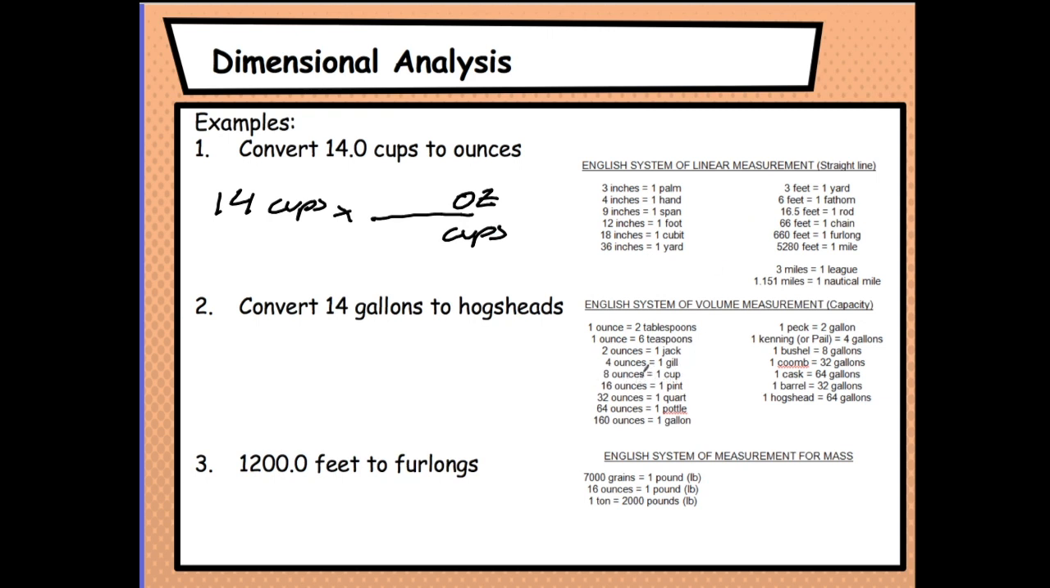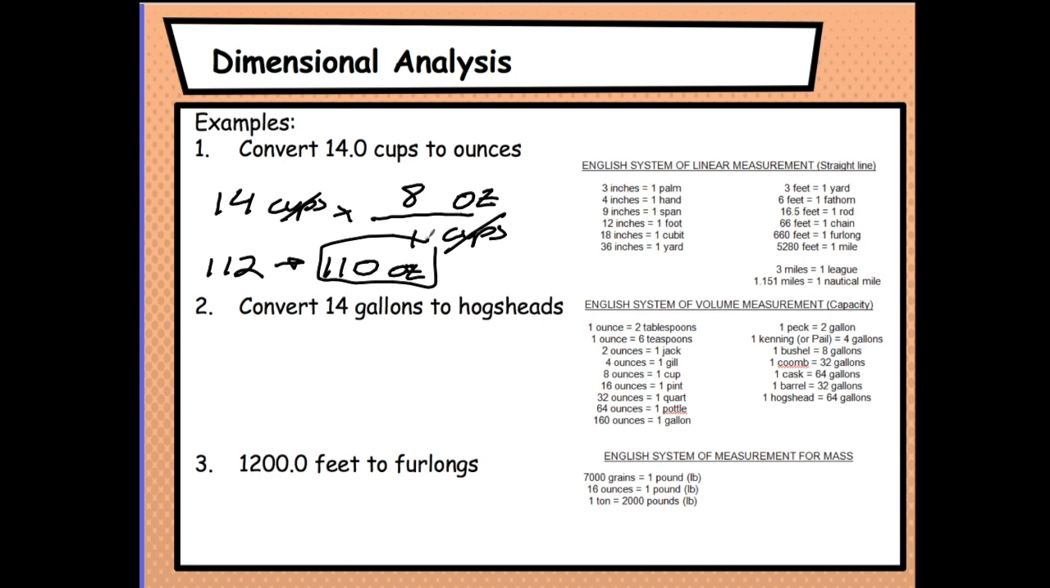So 8 ounces is 1 cup right there. So 8 ounces is 1 cup. So my numbers are in the right spots. My units will cancel out. 14 times 8 divided by 1 gives me my answer on my calculator is 112. But to follow sig fig rules, the answer would be 110 ounces on there. So 110 ounces for that.